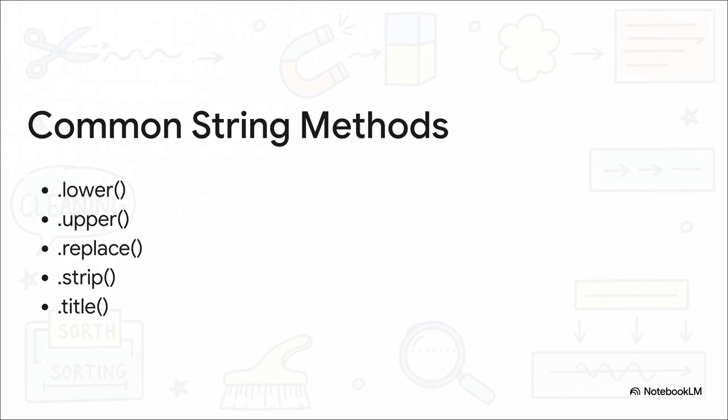We've got .lower, which basically shrinks everything down to lowercase. Then there's .upper, making everything uppercase. .replace is awesome because it lets you swap out specific words or characters. Then we have .strip. .strip is absolutely crucial. It powers off those annoying accidental spaces at the beginning or end of a word. And finally, .title, which capitalizes the first letter of every word exactly like a book title.